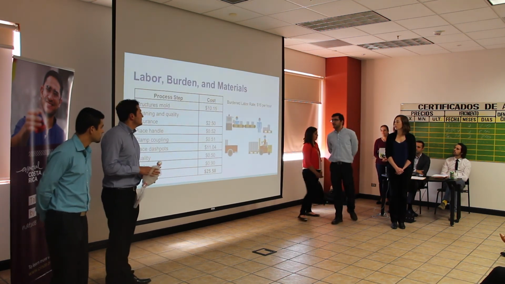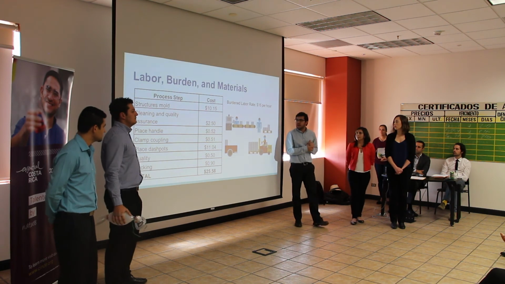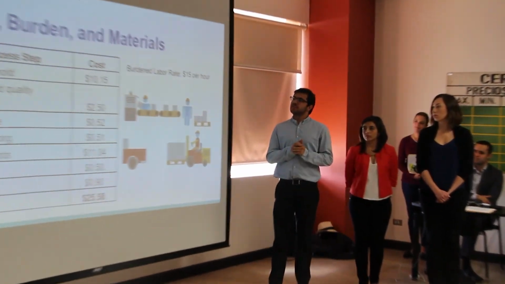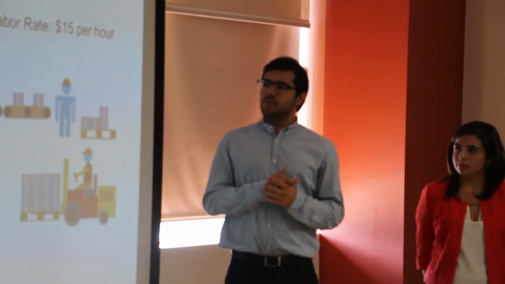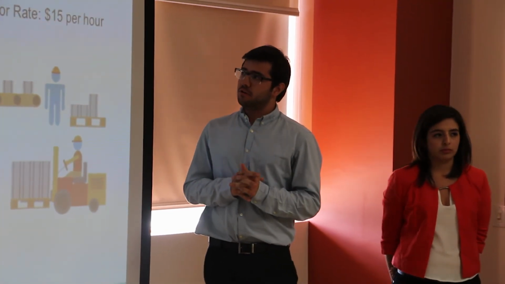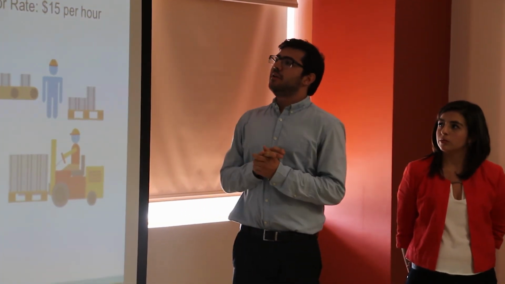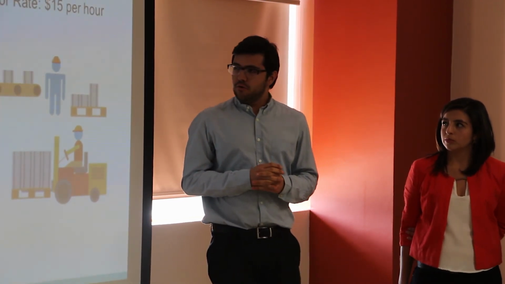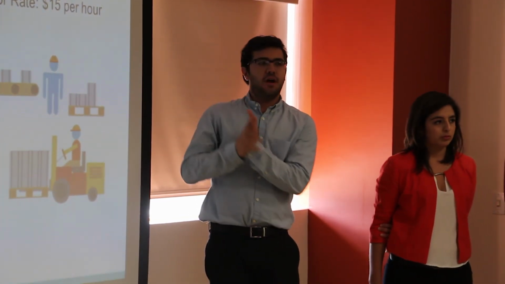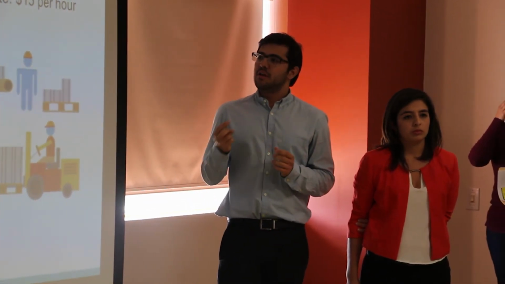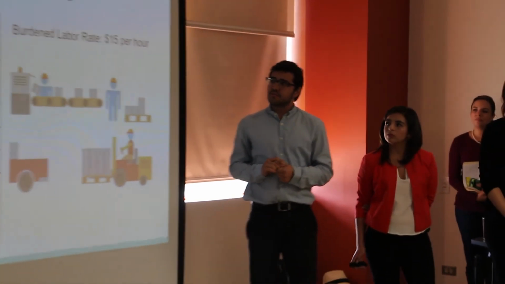So once we identified our prototype, we went ahead and described our manufacturing process. We did an estimate of the process needed in order to manufacture our product. We're considering a burden labor rate of $15 per hour. For each of the steps, we have a cost associated with the materials and a cost associated with the number of workers that we need to assemble our product, for a final average total cost of $25.58.